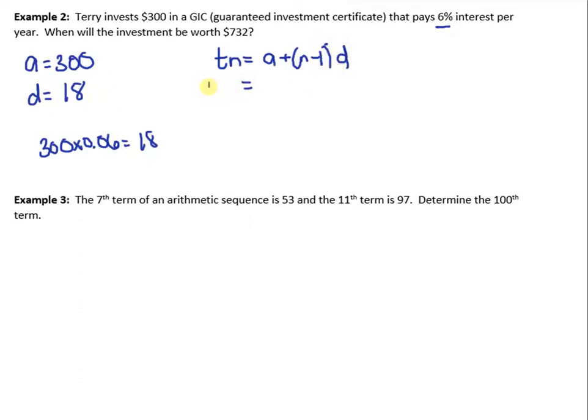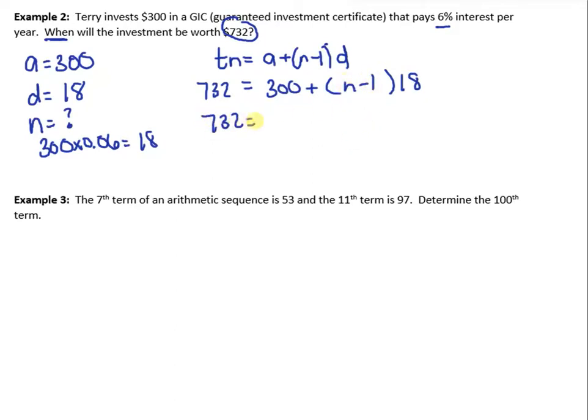Okay, so we're looking for, actually, this question gives us, when will the investment be worth $732? So when we talk about when, we talk about what term number. So we know that Tn is 732. We started with $300, and it went up by $18, n minus 1 times.